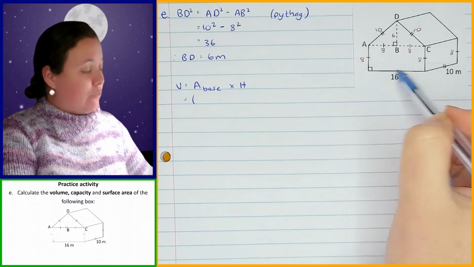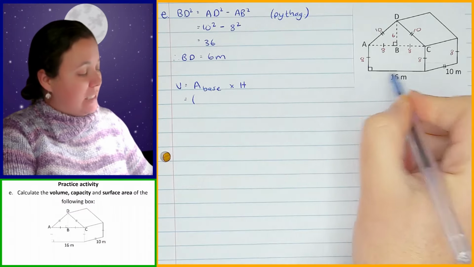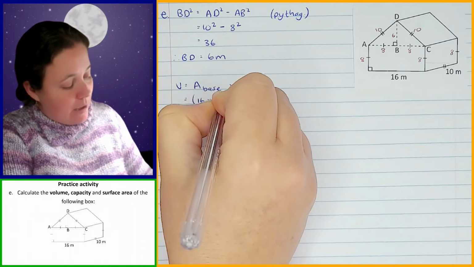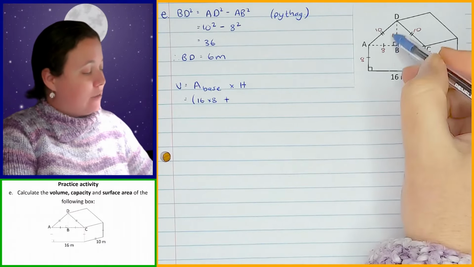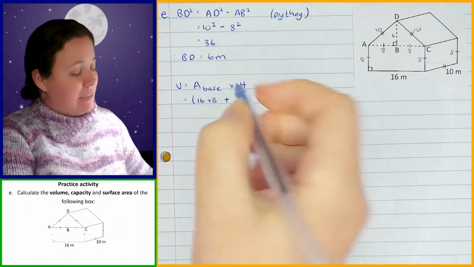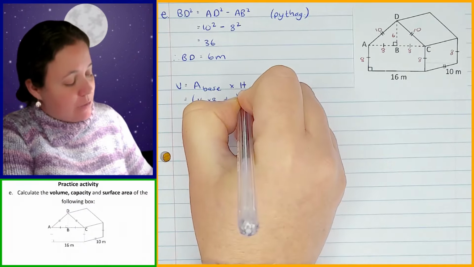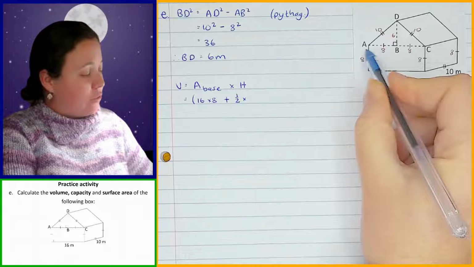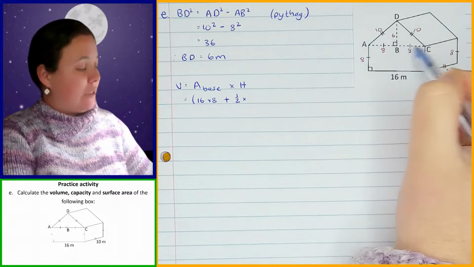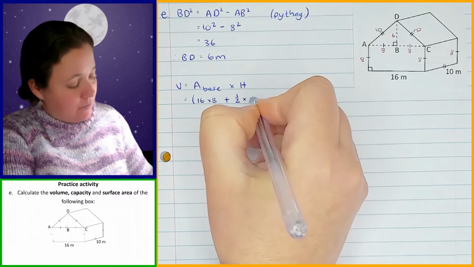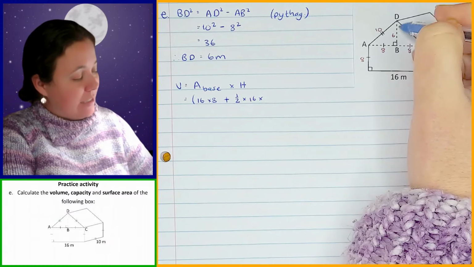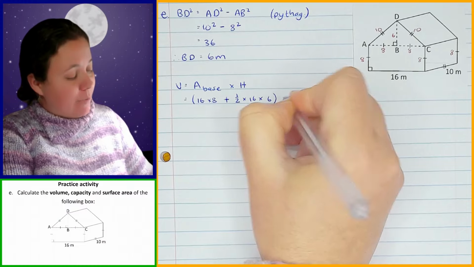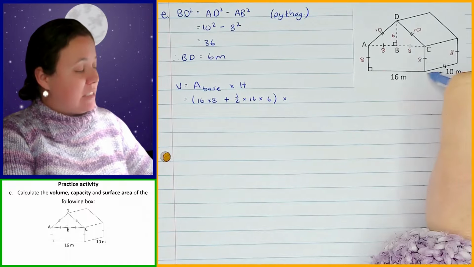So the first piece is my rectangle over here. So that's going to be length times breadth. So it's going to be 16 times 8 plus my triangle is half base times height. So it's half times the base of the triangle is 16, the whole length across there. So I'm working out the area of this whole triangle over here. So the base is 16 times the height of that triangle is 6. That's the BD that I just worked out over there. And then I multiply that by the height of the prism, which is the distance between the two ends.